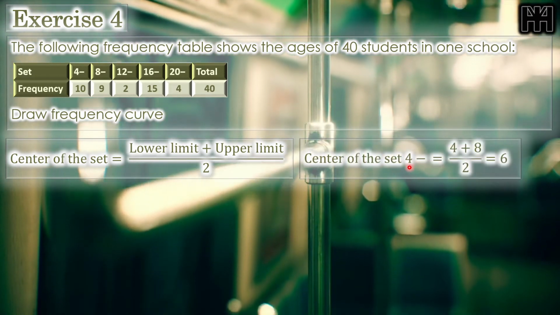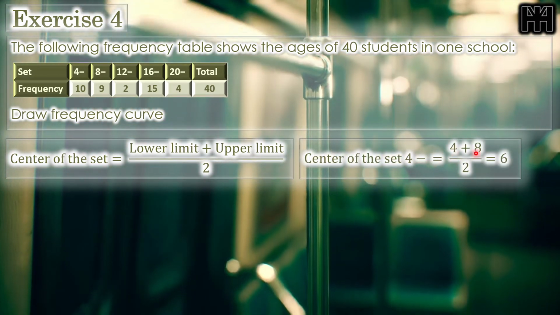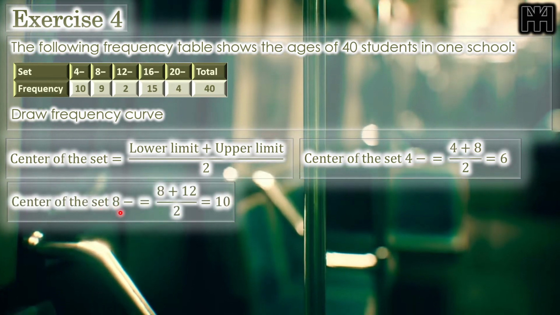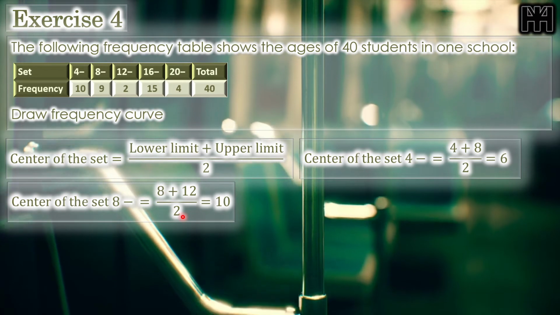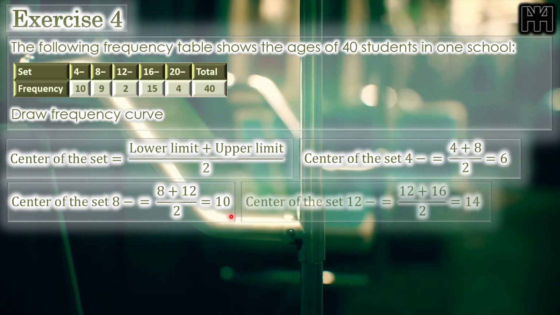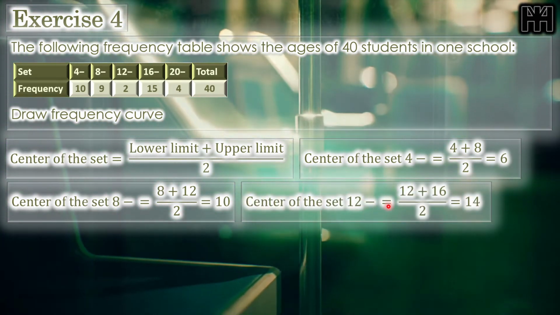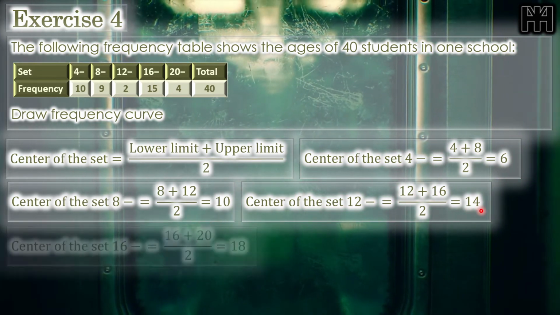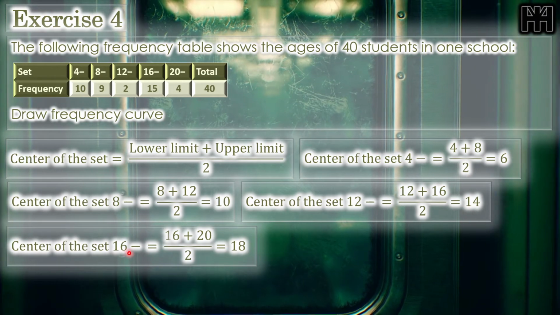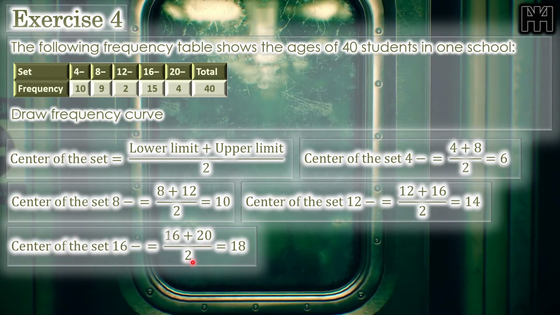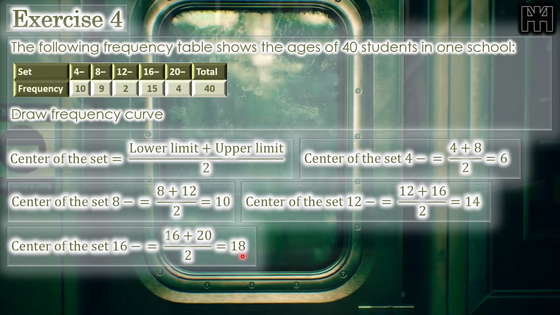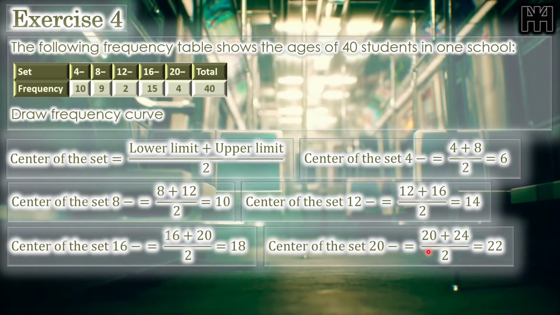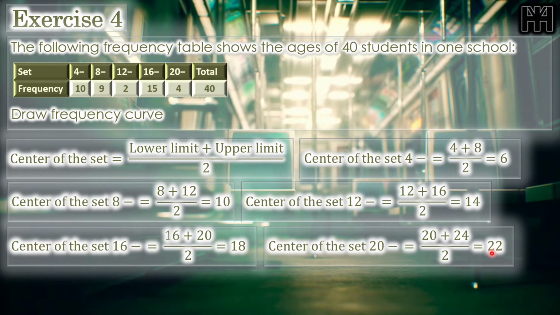Okay, so the center of set 4: we have 4 plus 8 over 2 equals 6. The center of set 8 is 8 plus 12 over 2 equals 10. The center of set 12 is 12 plus 16 over 2 equals 14. Now the center of set 16 is 16 plus 20 over 2 equals 18. Then the center of set 20, the final set, is 20 plus 24 over 2 equals 22.